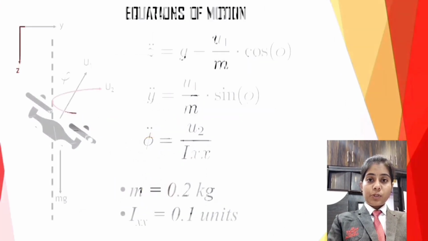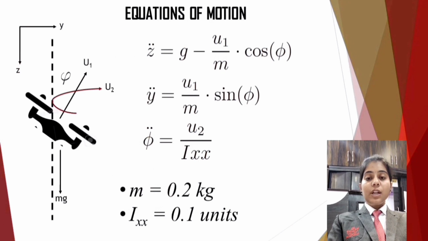The equations of motion: there are two planes, Z and Y, which are moving with an angle phi, which is the roll angle. U1 stands for force and U2 stands for moment, whereas mass equals 0.2 kg and moment of inertia equals 0.1 units.